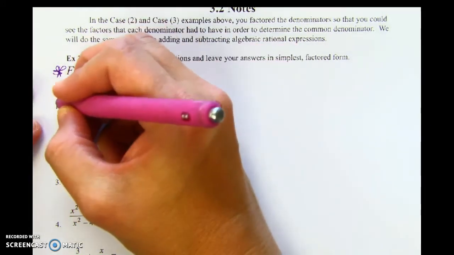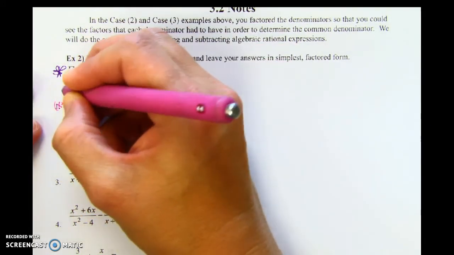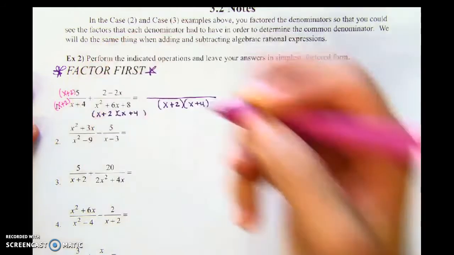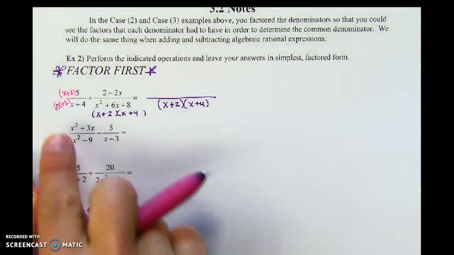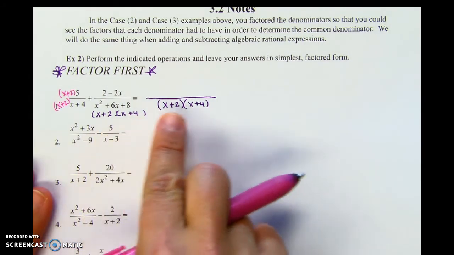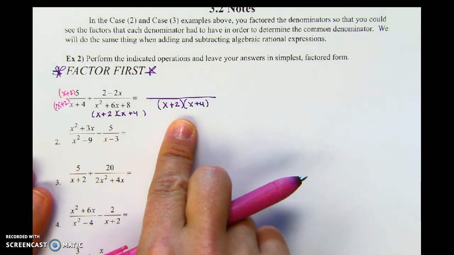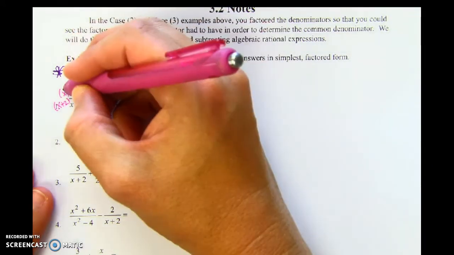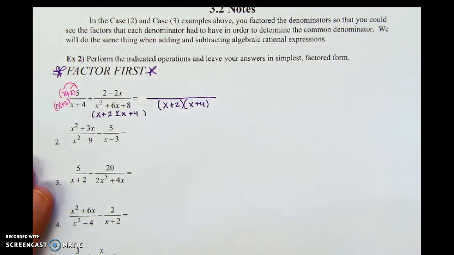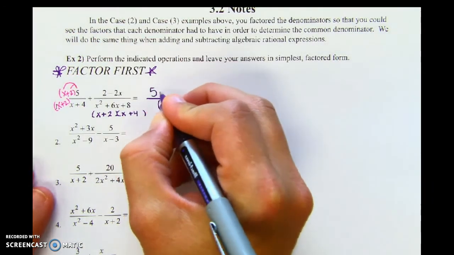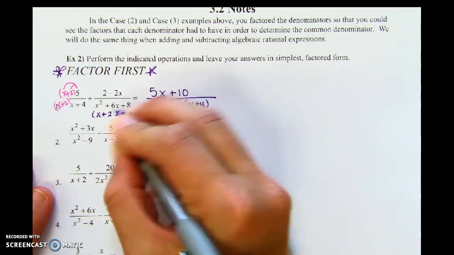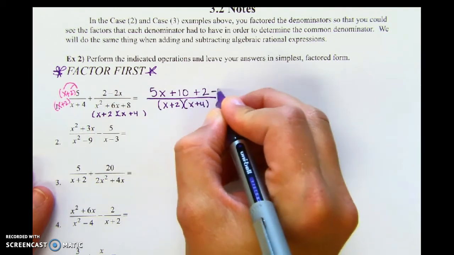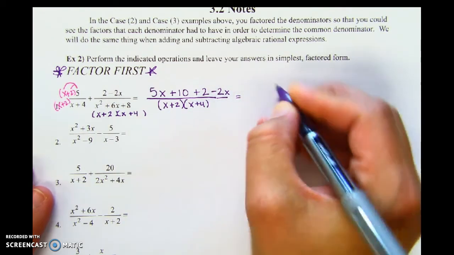So watch what we're going to do. We're going to mess this paper up. X plus 2 on top and bottom. Okay? Now do you agree they have a common denominator? Yes. So now we can write it as one fraction. Everyone okay? Here we go. Distribute. So what's x times 5 and 2 times 5? And it's a plus sign. Plus 2 minus 2x. Combine like terms.